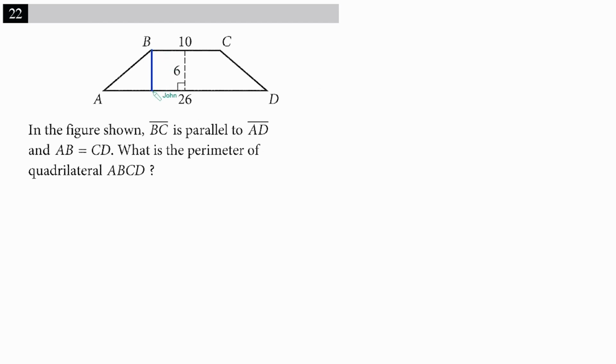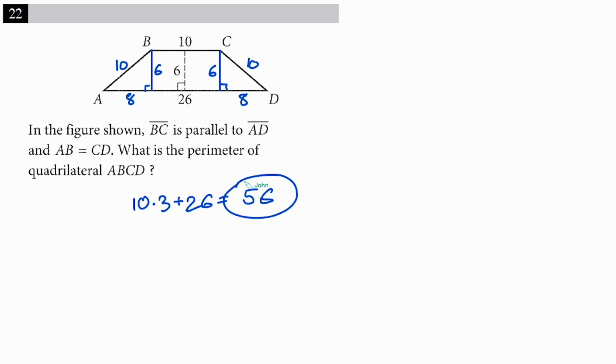We can drop altitudes down from angles B and C to create these right triangles on either end. The altitudes must be 6 and the base side lengths must be 8 by symmetry. And if you recognize your 3, 4, 5 triangle scaled up, we have that side lengths AB and CD must be 10. And so our perimeter is 3 times 10 plus 26, which is 56.